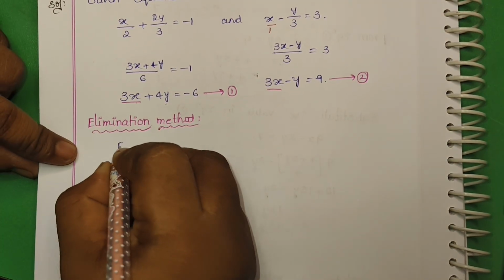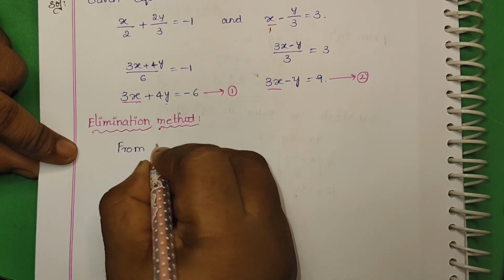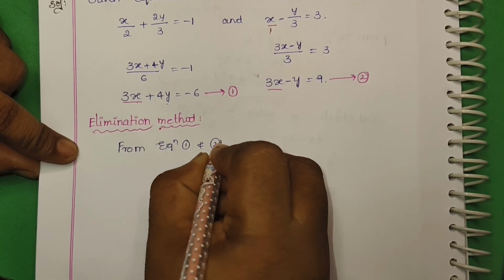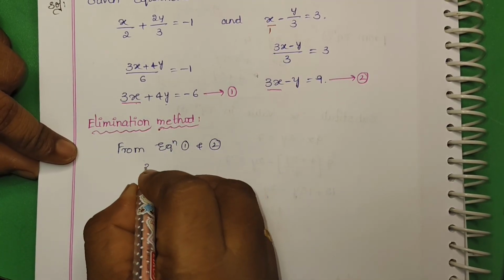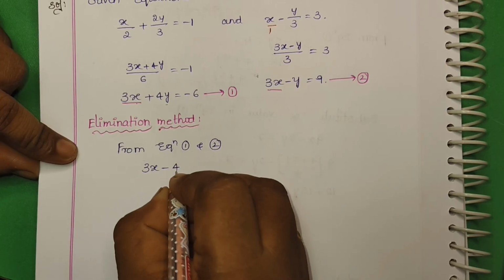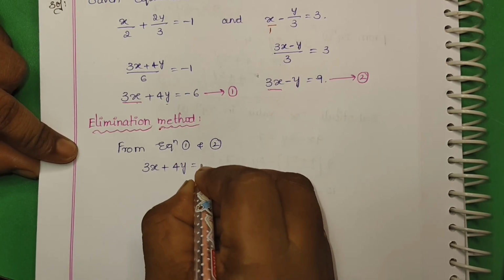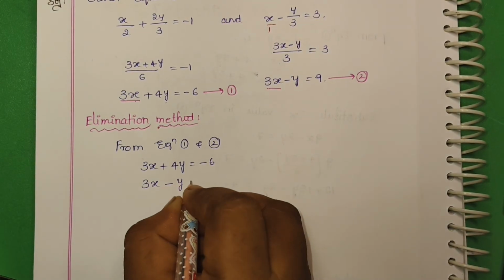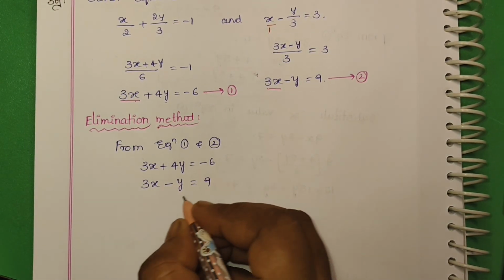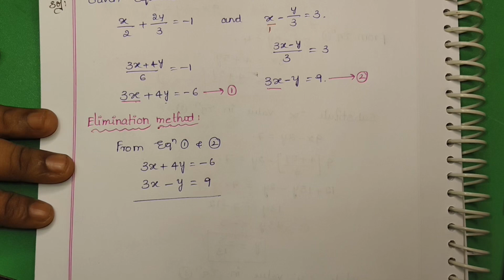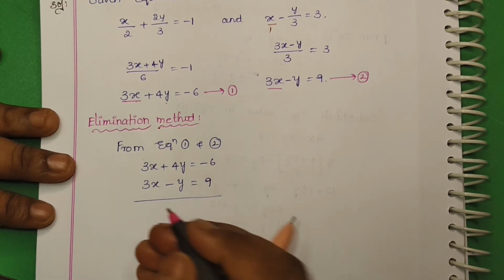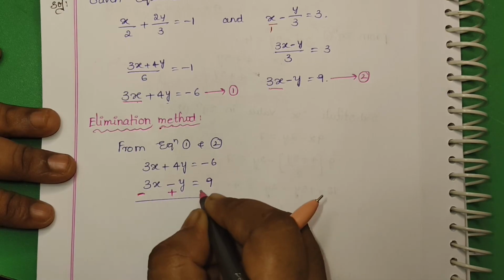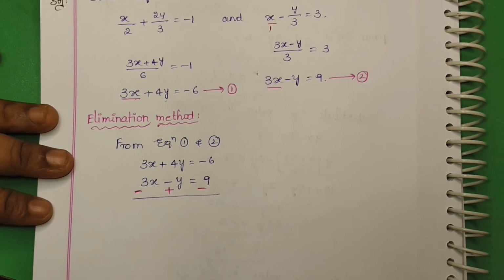So we need not equal the coefficients of either x terms or y terms, because 3x is already the common term in both the equations. So we have to solve equation number 1 and equation number 2. The equations are 3x plus 4y is equal to minus 6 and 3x minus y is equal to 9. But both are in positive signs, so we have to subtract. So then we have to change the signs of equation number 2. Plus becomes minus, minus becomes plus.